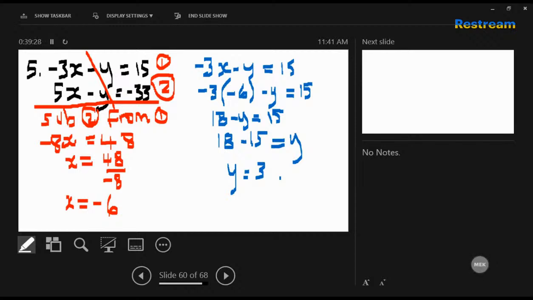Plug in those values into the original equations. Negative 3 times negative 6 is positive 18, minus 3, that gives 15. 5 times negative 6 is negative 30, minus 3 is negative 33. So that one checks out as well. And we have 1 to go.